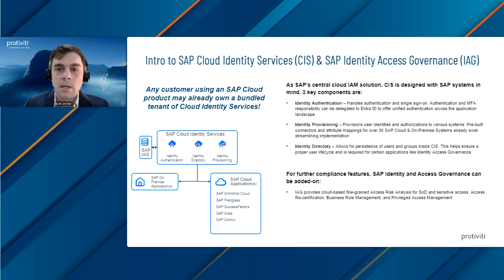There's also SAP Identity and Access Governance, and this is essentially what gives those premium compliance features like cloud-based fine-grained access risk analysis. So if you're trying to figure out what users have SOD and sensitive access, you would use IAG on top of that, and it also helps with business role management and some of the privileged access management workflows and reporting that you might want. So, again, next time you log into SAP Concur or Fieldglass, CIS is really probably what's helping do that, even if you're seeing a different style login page.